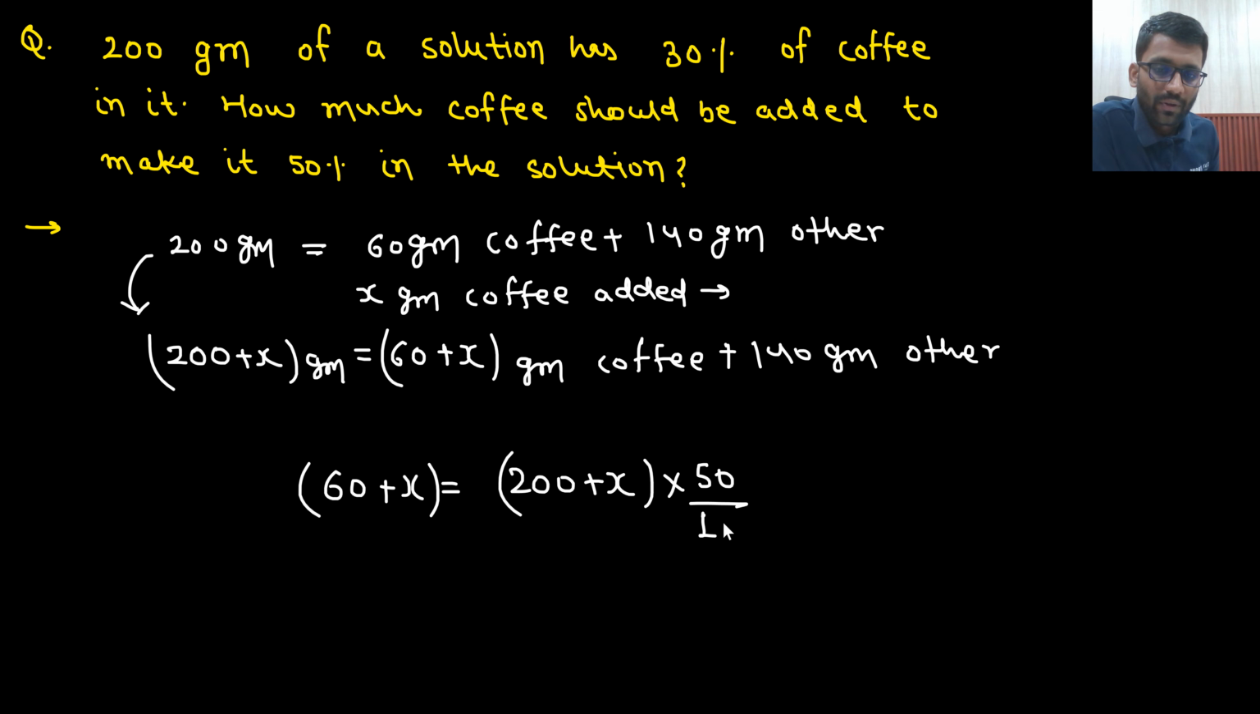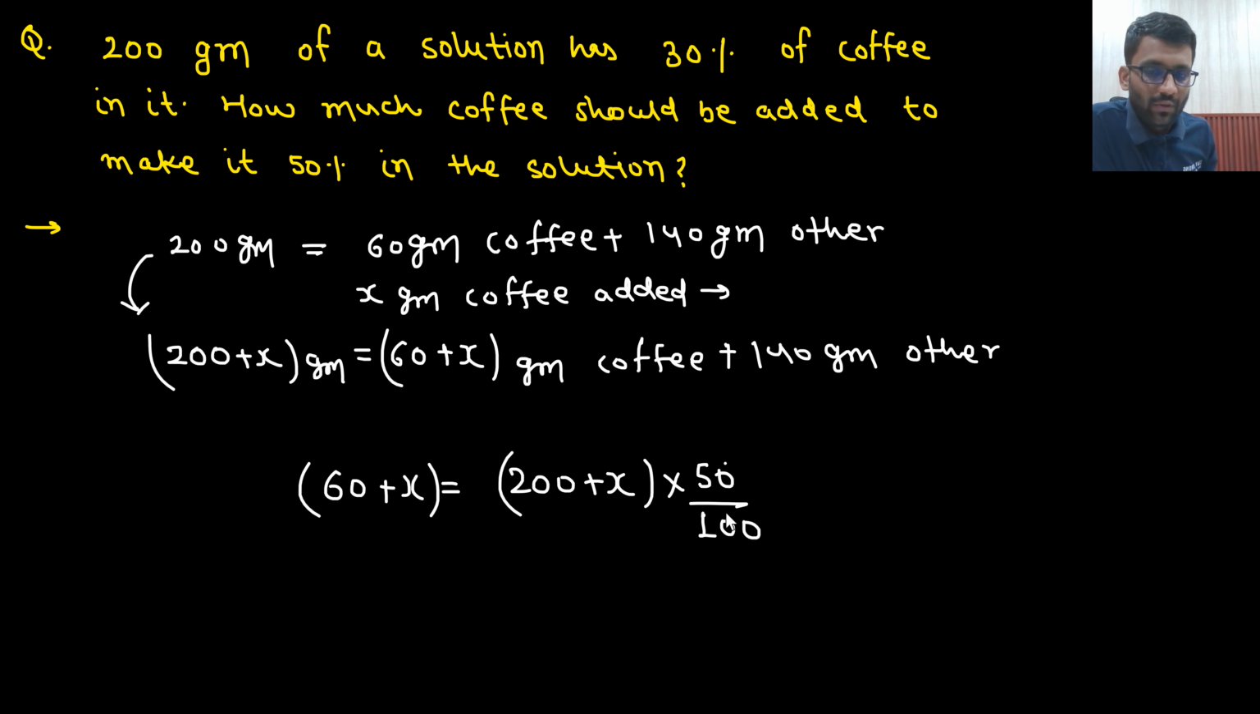Are you getting my point or not? Initially you were having a solution where 60 gram was coffee, 140 gram was other things. Then you added some coffee in it, then the coffee became 60 plus x and the total solution became 200 plus x. The other things are the same only. Now what they are saying, the coffee should be 50% of the total solution. That means now coffee is 60 plus x. This should be 50% of the total solution. That's it. So this is what you need to do.